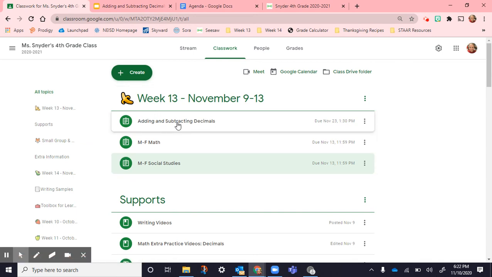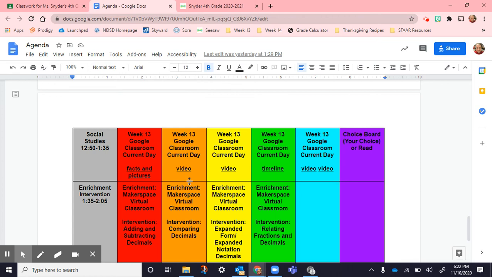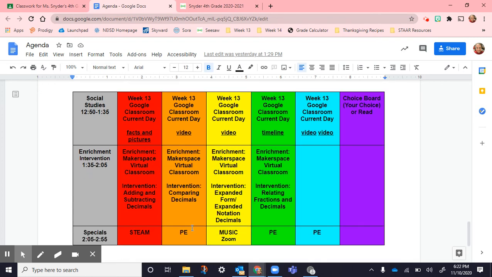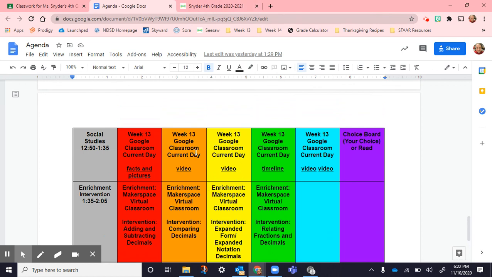Make sure this adding and subtracting decimals, we did this as our intervention. I'd like this to be done. If this is not done, make sure that gets completed for practice for our test coming up. And I think that is it. Students had PE today and that was our day. So let me know if you have any questions.